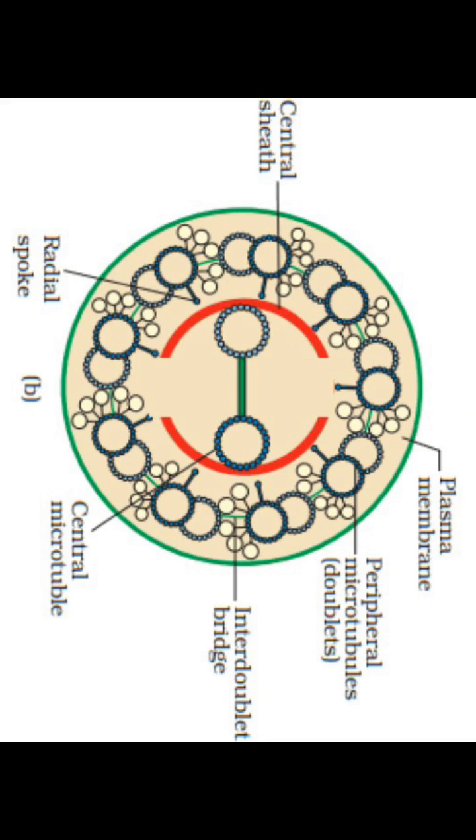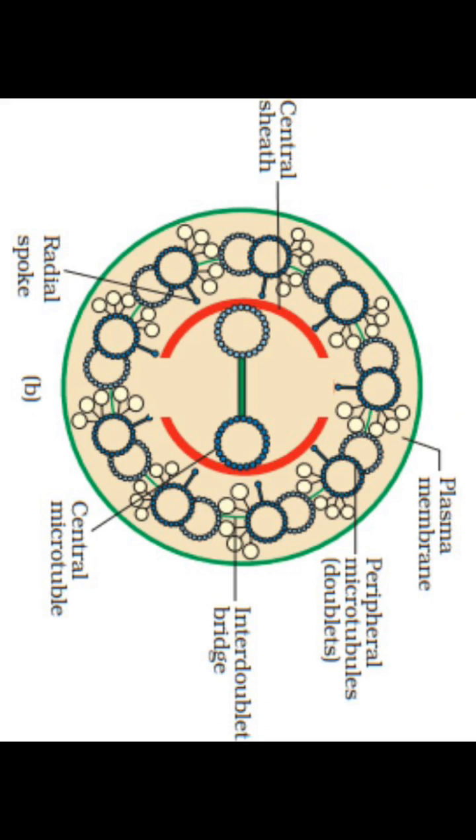Next, one pair of centrally located microtubules. You can see one pair centrally present. So such an arrangement of axonemal microtubules is referred to as the 9+2 array. This is very important for the 1 mark category.